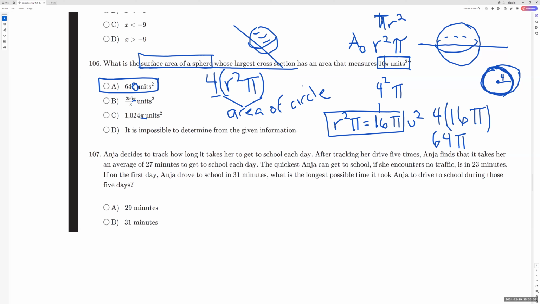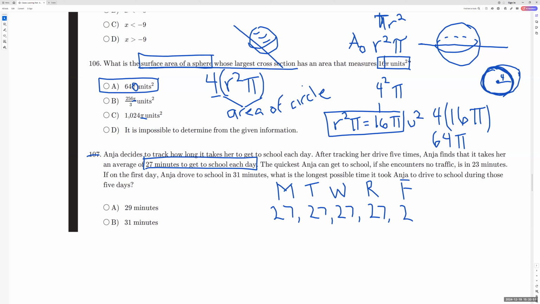Okay, number 7, Anja decides to track how long it takes to go to school each day, 5 times, 27 minutes. So we have an average of 27 minutes. Ideally, that means that on Monday, I'm going to do that thing again so that you remember me when you go to college and you see the R for Thursday. You'll remember. So that means that ideally you drive 27 minutes each day, but that's not real life, right? Sometimes it's going to be less traffic, sometimes it's going to be more traffic. And don't we know it coming to Palmetto.